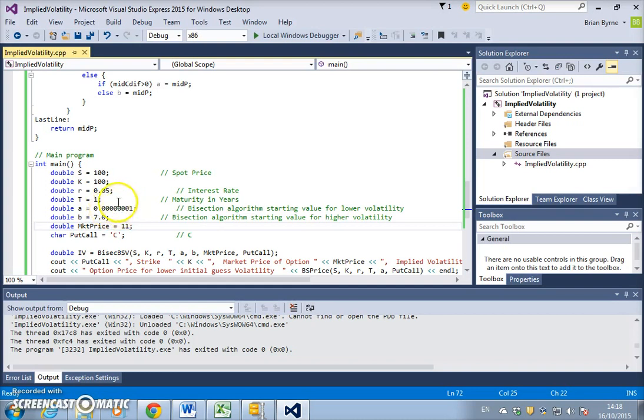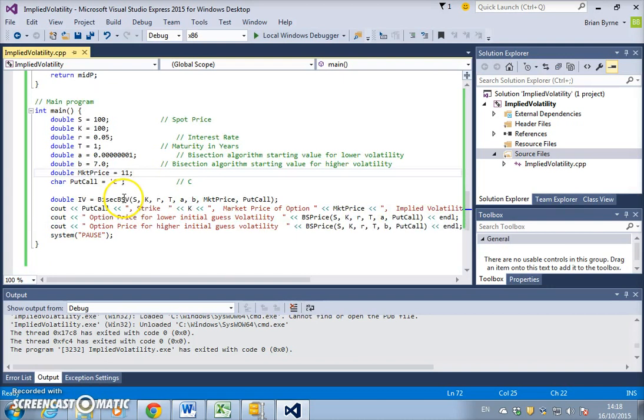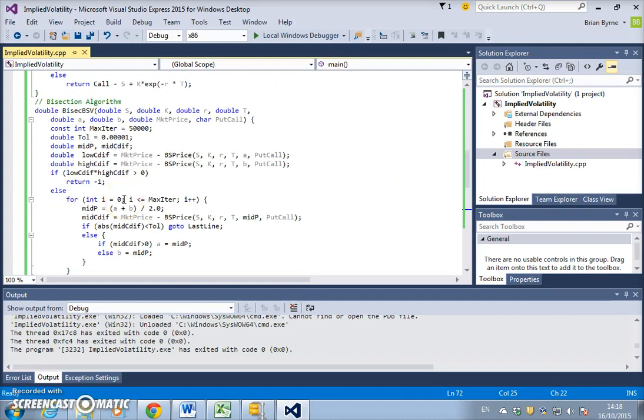Implied volatility generally is not this low either. So we introduce these values. The function itself, okay, let's have a look. The bisection function.